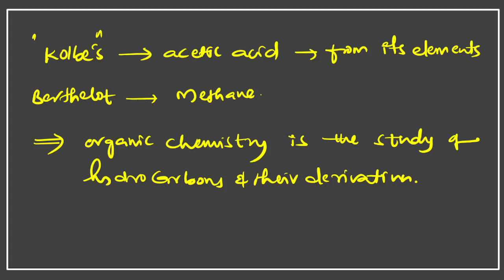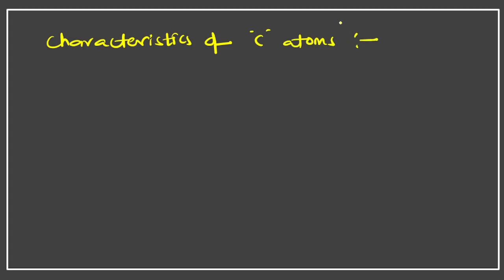Let's move on to characteristics of carbon atoms. Generally, carbon shows tetravalency. The ability of a carbon atom to form 4 bonds is known as tetravalency.